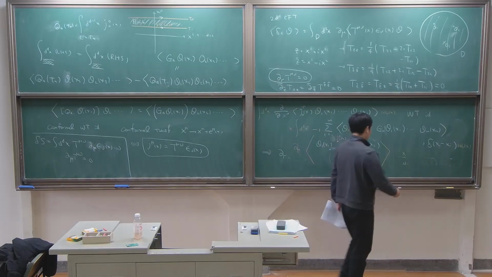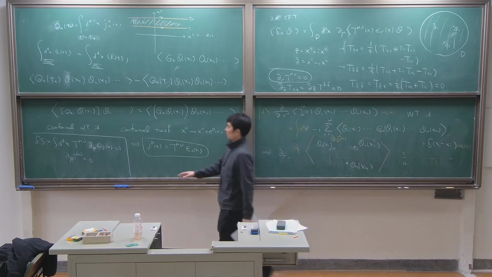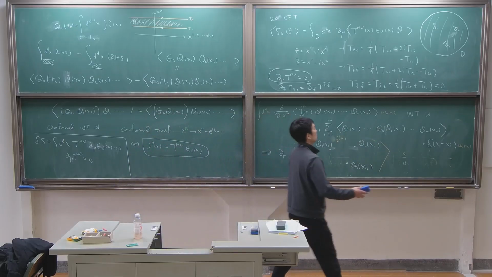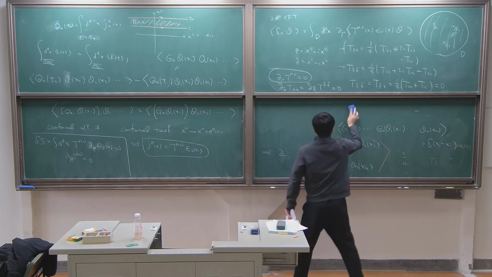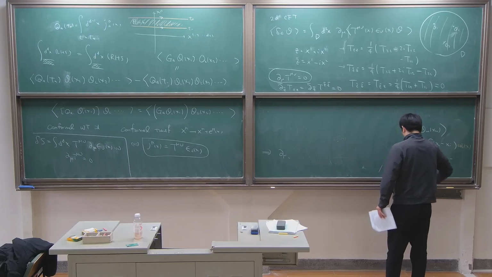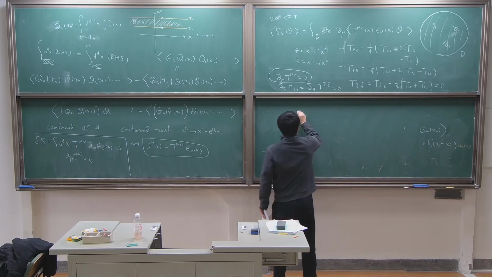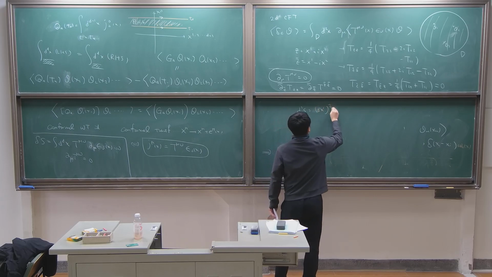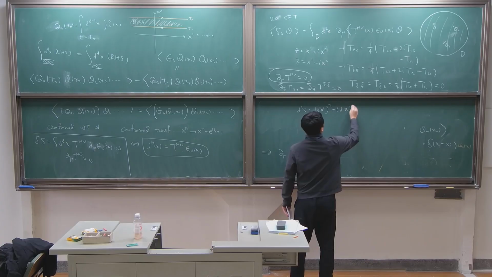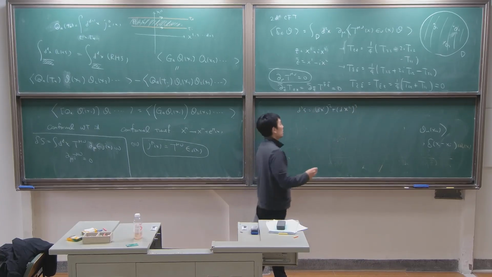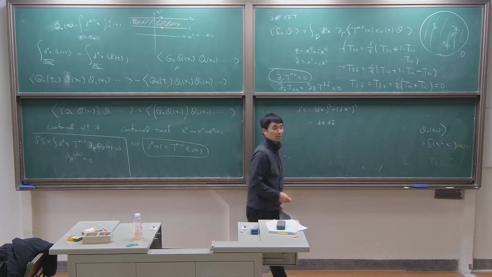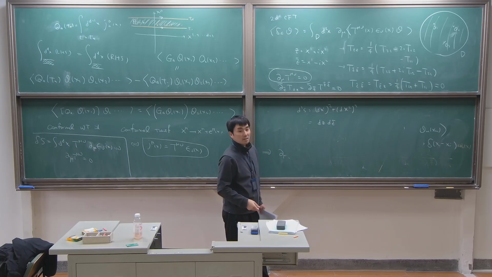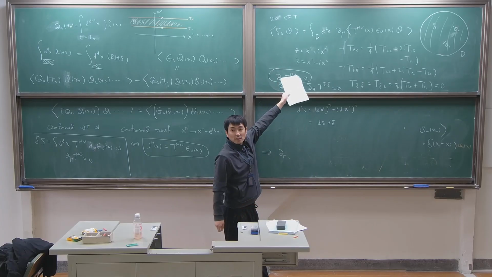So the metric we consider is ds squared equals dx1 squared plus dx2 squared. Okay, so this one is equal to dz dz bar. Yeah, you can just follow from here.